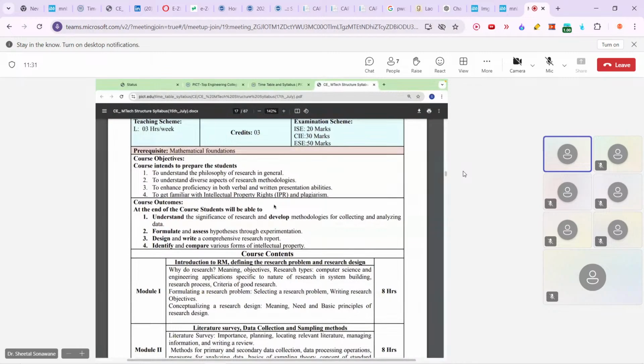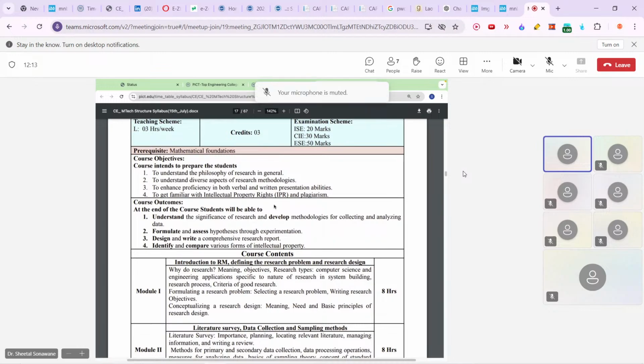To enhance proficiency in verbal and written presentation ability. This is very important and very essential for an MTech student because we have to see how you present the topic, how you write about the concept which you have implemented or about your research methodology. To get familiar with IPR, that is intellectual property rights, and plagiarism. So what are the different types of IPR? How do we proceed with it? What are the available policies in India and outside India? So all these things you will learn in this subject.